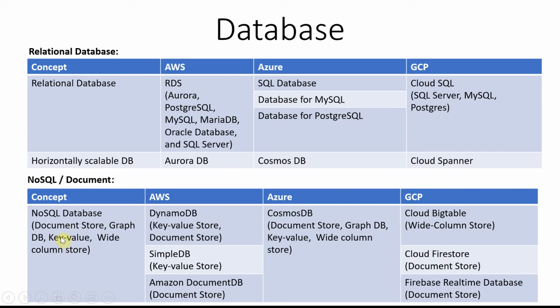So these are the various categories under NoSQL, and we have options in the cloud for specific use cases under NoSQL. For example, in AWS, DynamoDB is a key value store DB and a document store. It supports both. And SimpleDB is a key value store only DB. And DocumentDB is a document store. So they have some variations here under NoSQL.